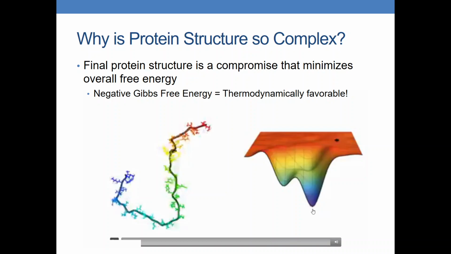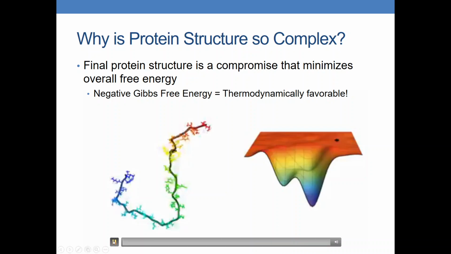You're going to see this lowest energy state is going to be structured. There is going to be three-dimensional structure. So the formation of three-dimensional structure is ultimately going to lead to a minimized Gibbs free energy, that lowest energy state, the most thermodynamically favorable state.